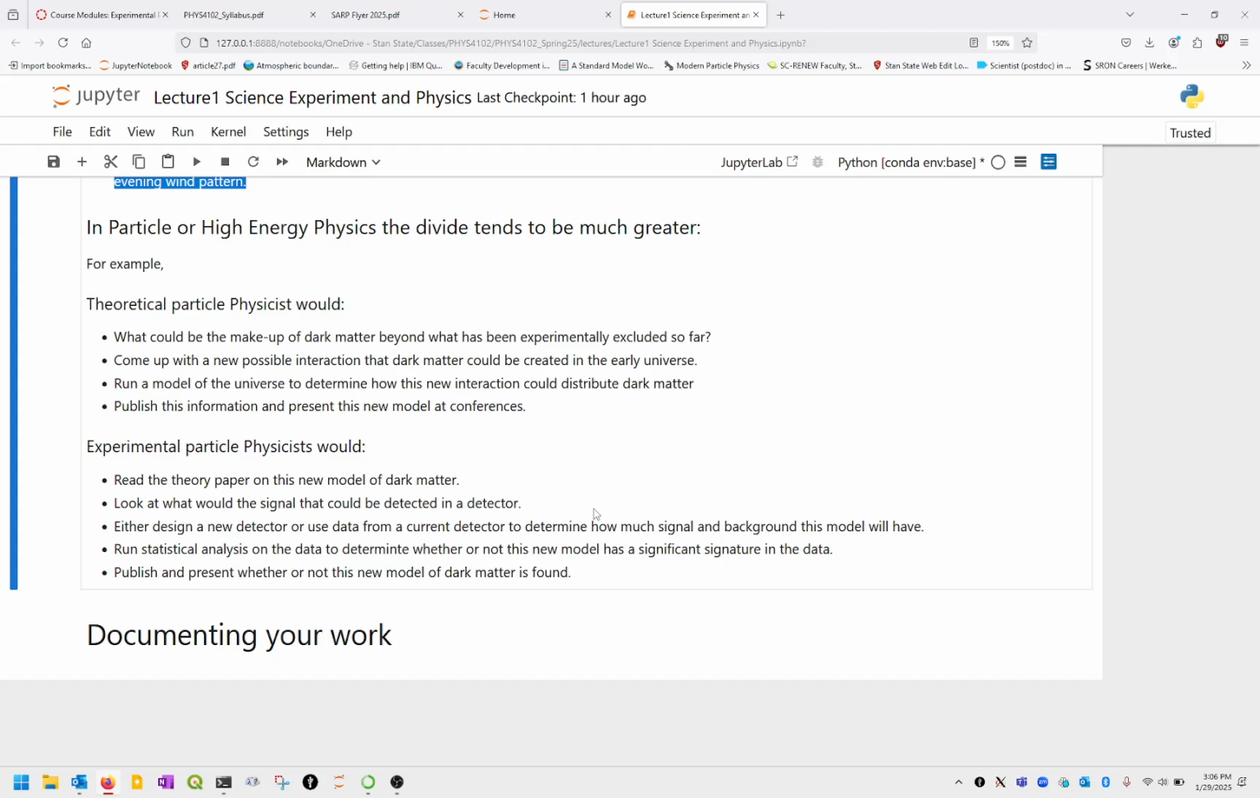This person will do either a pen and pencil model, or even more likely a computer model these days, to determine how this interaction will cause the distribution of dark matter to change. Some sort of signature that they would hypothesize will happen in this model. And then they publish this information without doing the experiment. So what was this again? The first step?